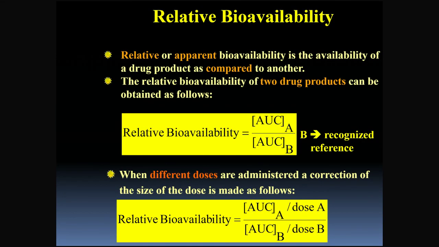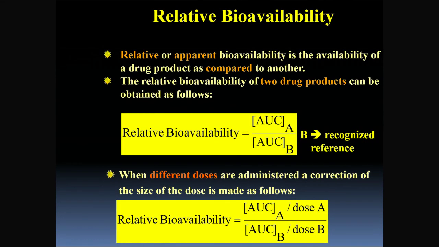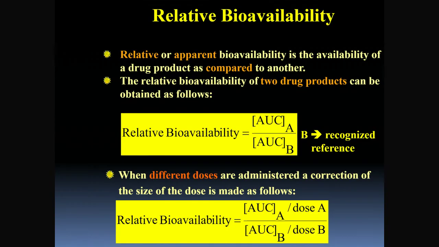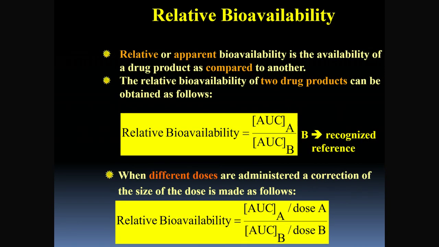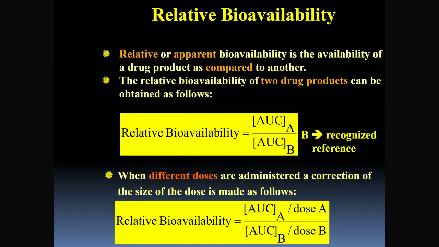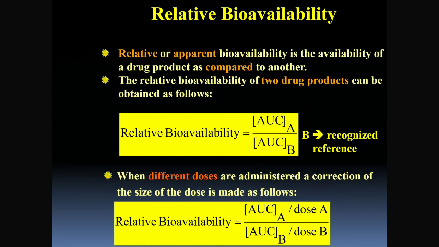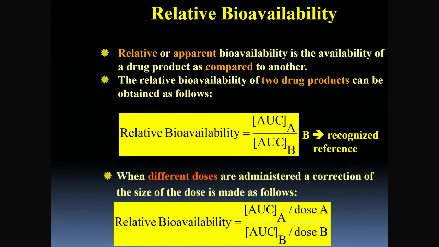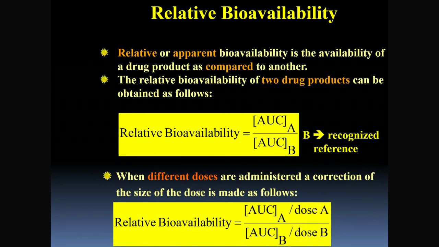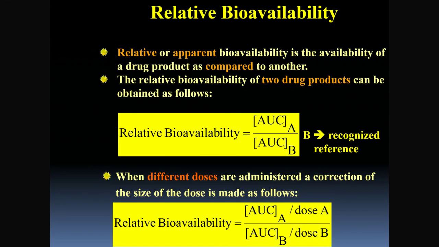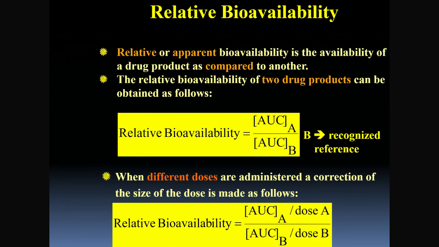If the administered mass varies between these two products, we must apply a correction factor to normalize the data for an accurate scientific assessment. In this scenario, you calculate the ratio by dividing the AUC of product A by its specific dose, then dividing that result by the dose-normalized AUC of reference B. Why is this normalization step absolutely vital when comparing products that aren't identical in milligram strength?